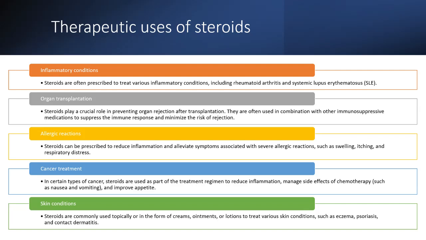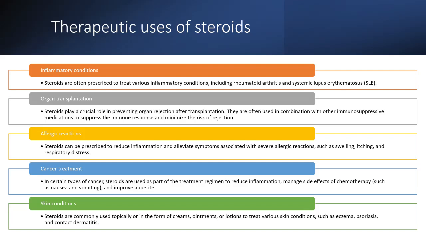Allergic reactions. In cases of severe allergic reactions, steroids can be prescribed to reduce inflammation and alleviate symptoms such as swelling, itching, and respiratory distress. By modulating the immune response, steroids help manage acute allergic conditions and prevent severe complications.